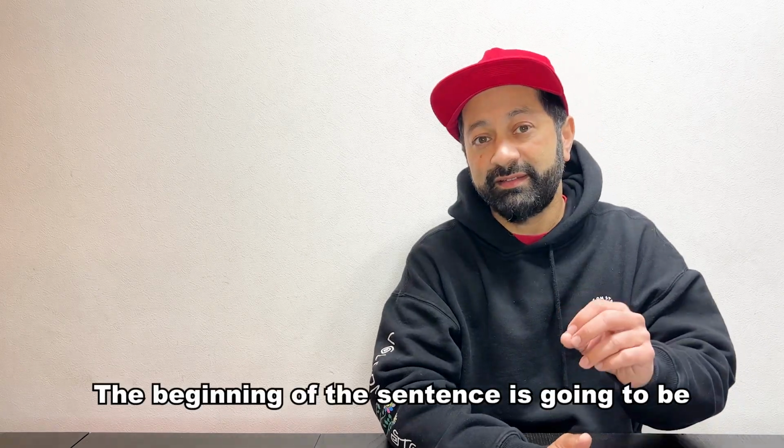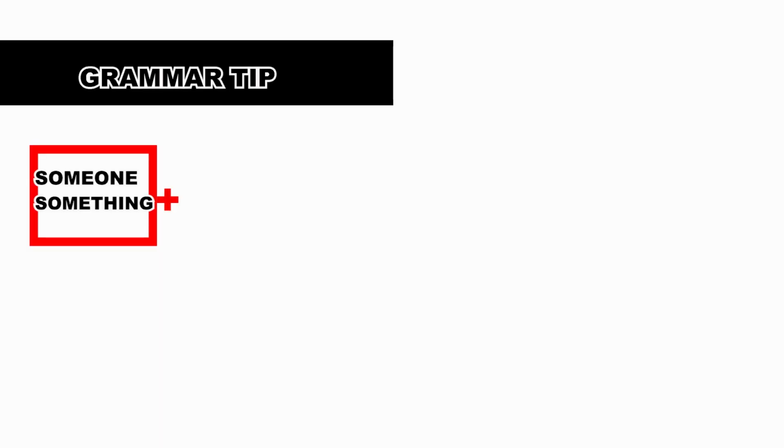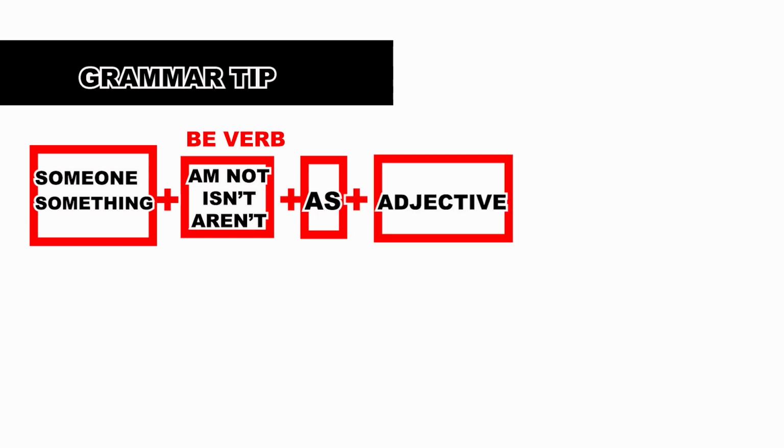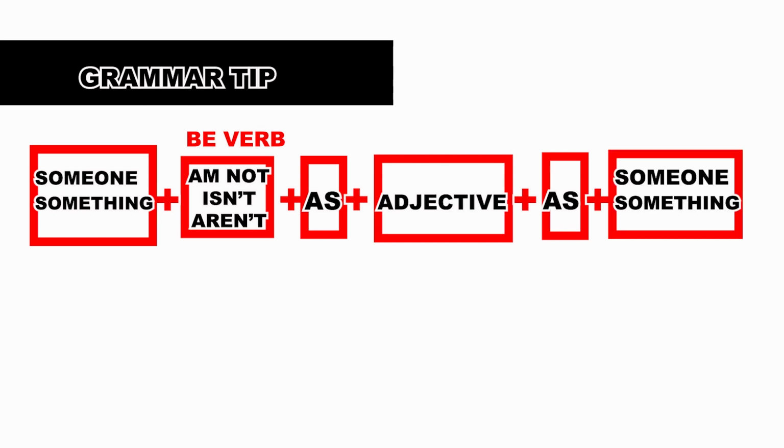The beginning of the sentence is going to be either something or someone. Next, we're going to use the be verb, but the be verb will be a negative be verb. So it will be am not, isn't, or aren't. Okay. After that, we're going to use the word as. After as, we're going to have an adjective. After the adjective, we use as again. And then finally, it's going to be something or someone.